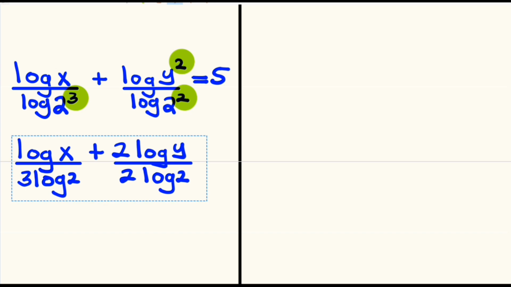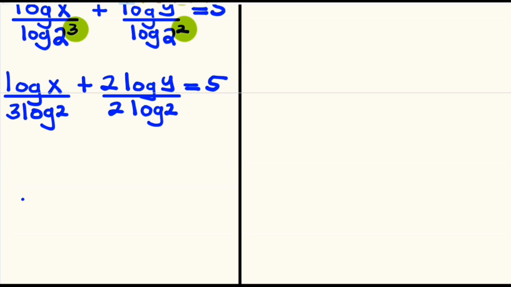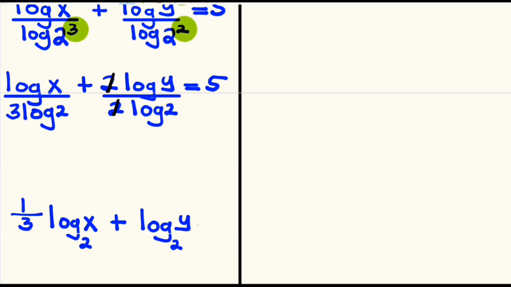And this will be equal to 5. And we can revert back and we have 1 over 3 multiplied by the log base 2 of x plus, and that 2 and that 2 will cancel out, and we end up with the log base 2 of y is equal to 5.